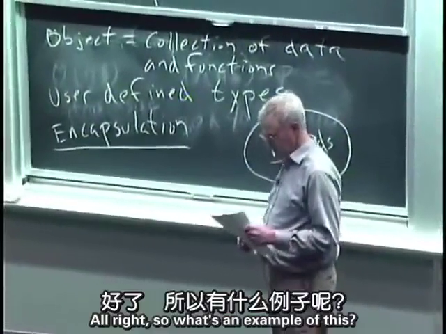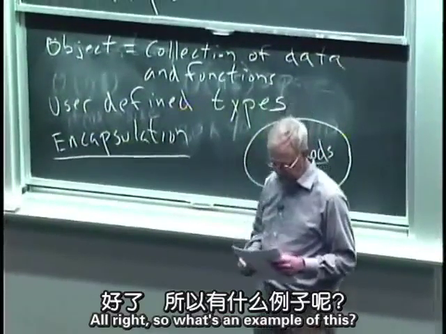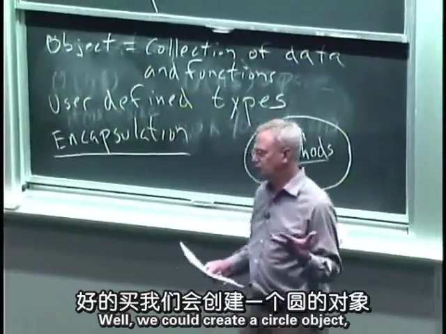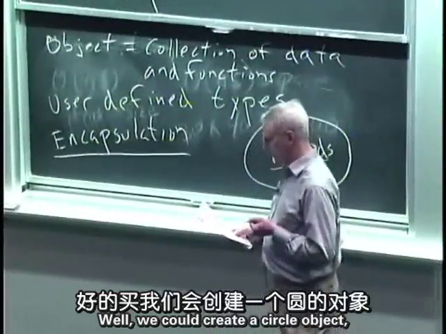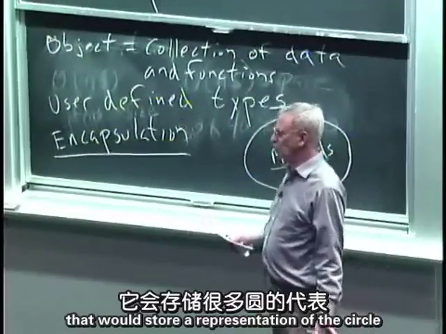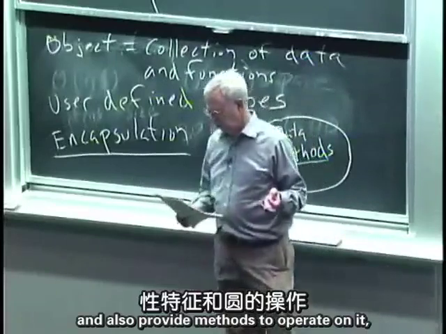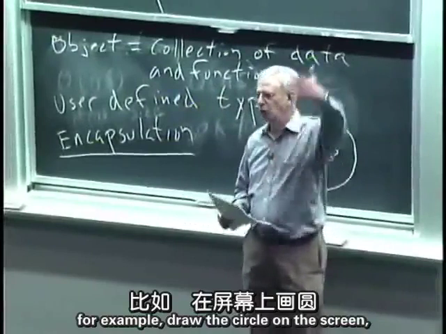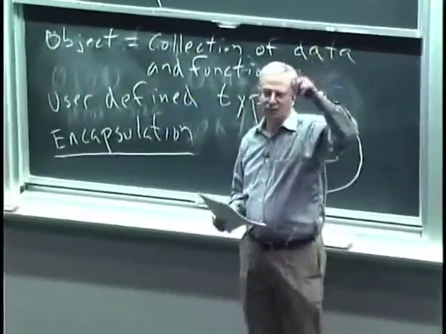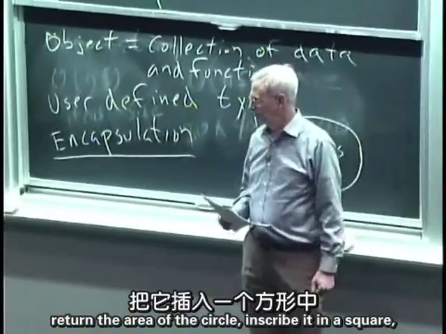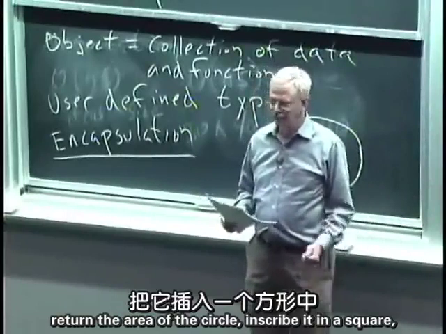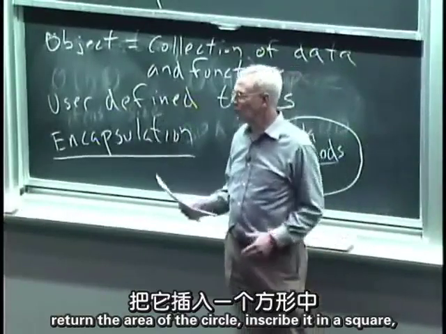All right? So what's an example of this? Well, we could create a circle object that would store a representation of the circle and also provide methods to operate on it. For example, draw the circle on the screen, return the area of the circle, inscribe it in a square. Who knows what you want to do with it?